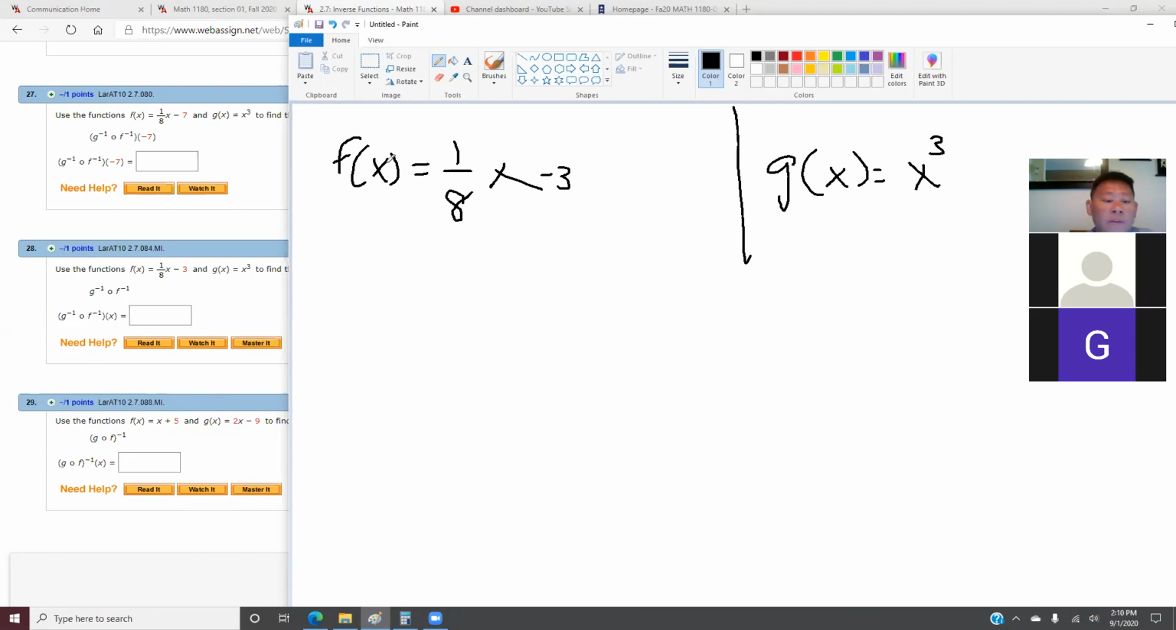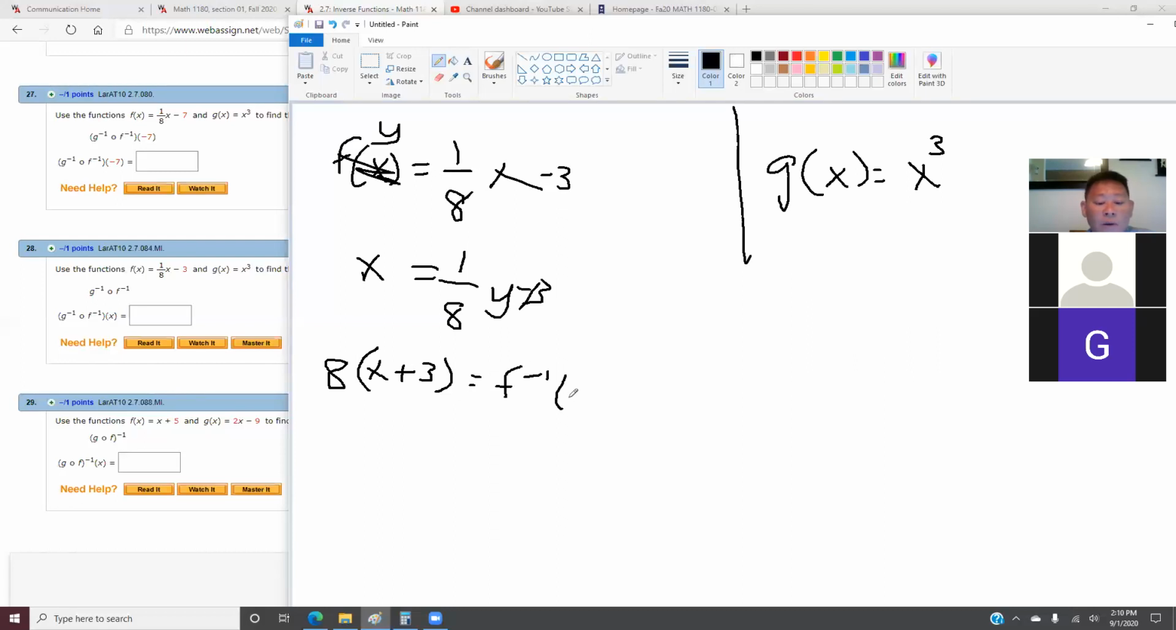So how do you find the inverse function of f of x? It's the same thing I just did. I replace this with y, and then I interchange x and y, and I solve for y. So I add 3 here, and then multiply by 8, because in order to get rid of 1/8, I multiply both sides by 8. So this is the inverse function of f of x.